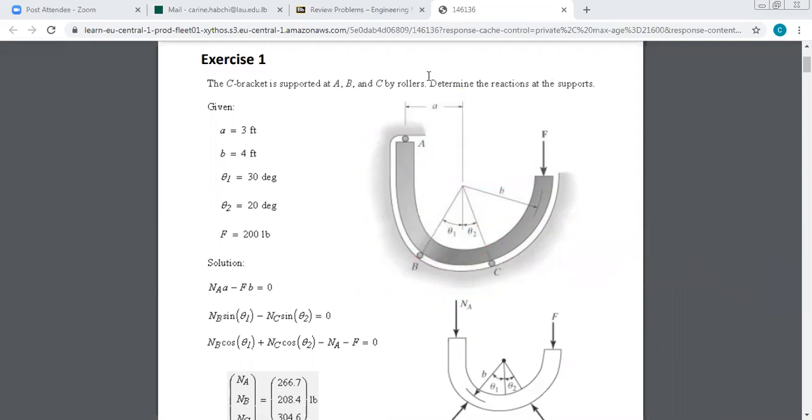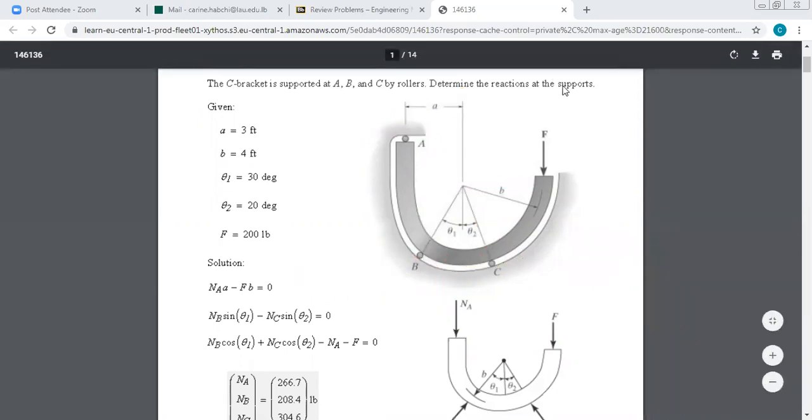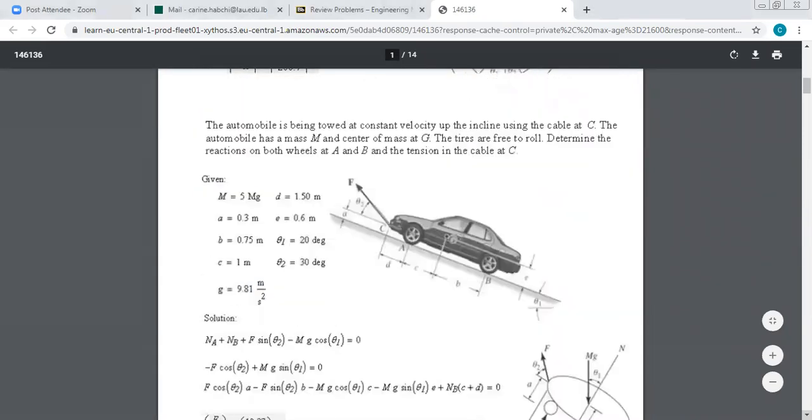Okay, so let us move to another problem. The car is being towed at constant velocity up the incline using the cable at C. The car has a mass M and center of mass G. The tires are free to roll. Determine the reactions on both wheels A and B and the tension in the cable at C.